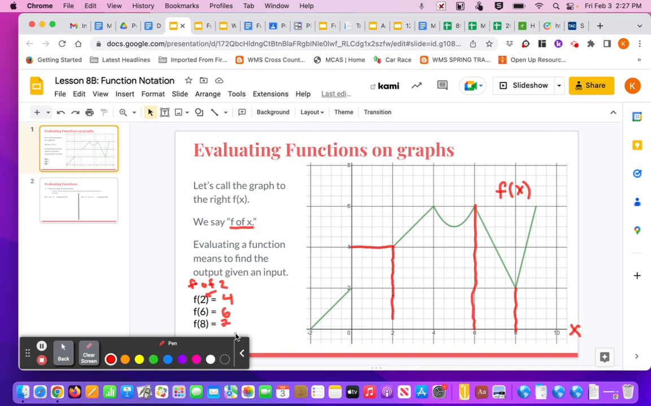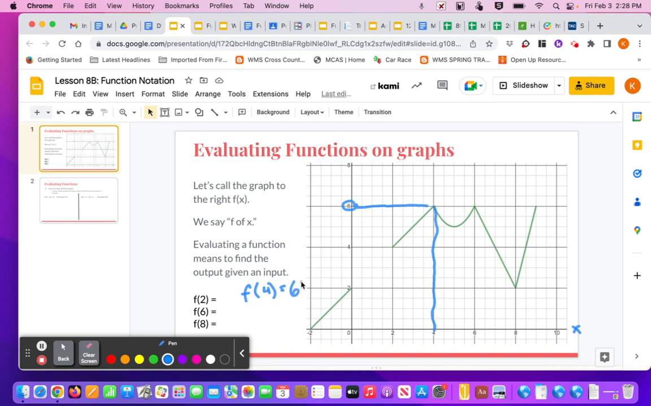Wanted to just add one more just to see if we can do this. Let me clear the screen for a minute. Switch colors. Let's just do f of 4. We haven't checked that one out. This tells me to input 4. I'm going to input 4 on the x-axis because x is the input. I follow it all the way up to see where it touches the graph. Ta-da, it hits right here. Come across to see where the output is. Output is 6. So I would say the f of 4 is equal to 6.